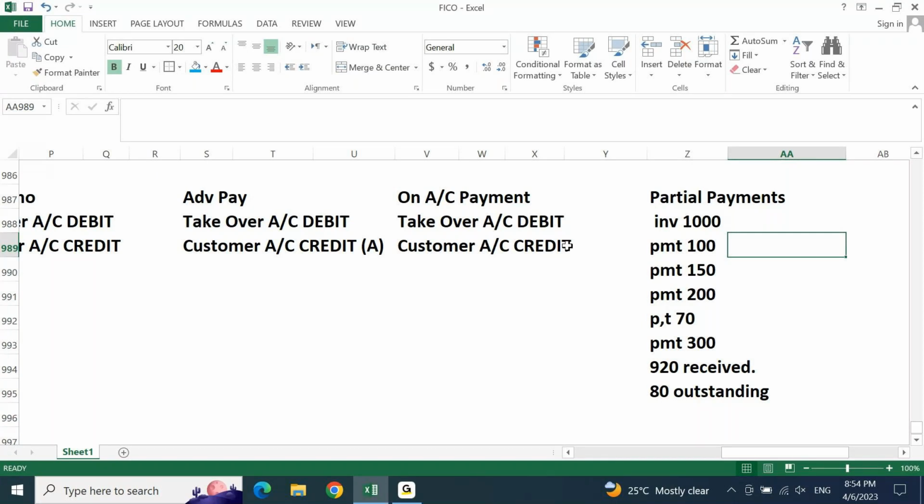Now, in such a case, let's say there are a lot of invoices, a lot of payments, a lot of part payments, advances. How do I know that this invoice has received 920 as part payment so far? How are partial payments identified in SAP? There is a particular field.